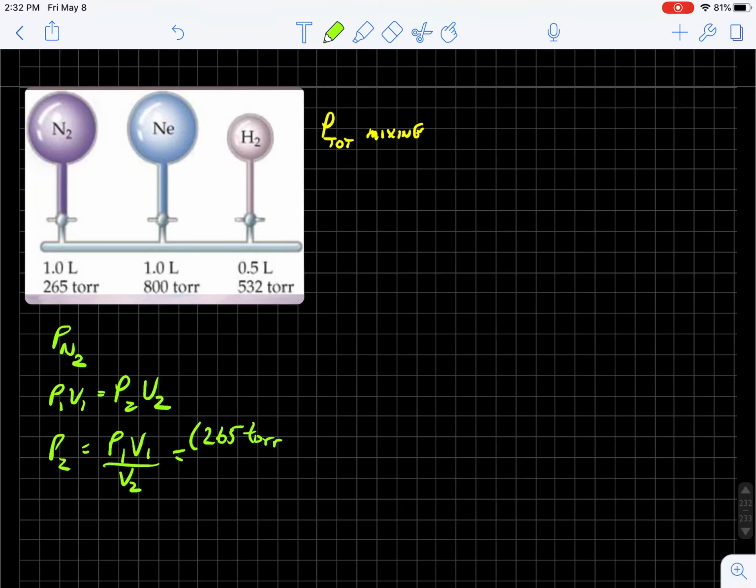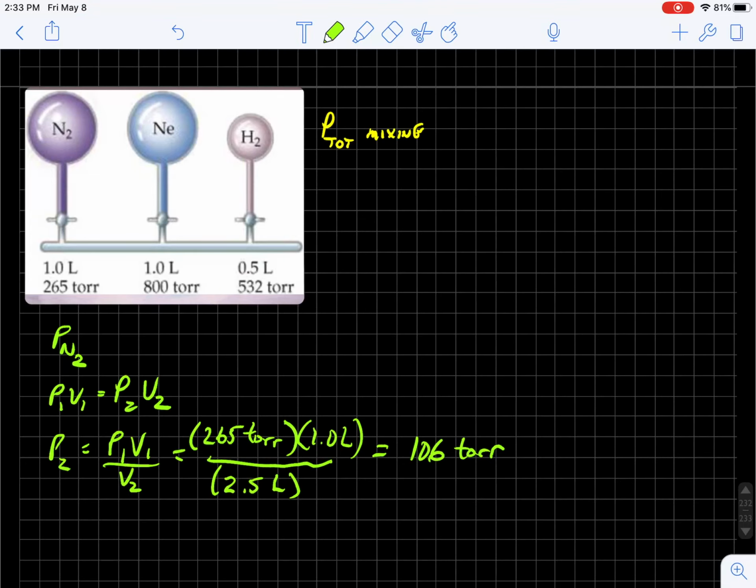The original pressure is 265 torr, and the original volume was only 1 liter. But the new volume is going to be all the containers combined, 2.5 liters. So our new partial pressure is 265 times 1 divided by 2.5. And that gives us 106 torr.